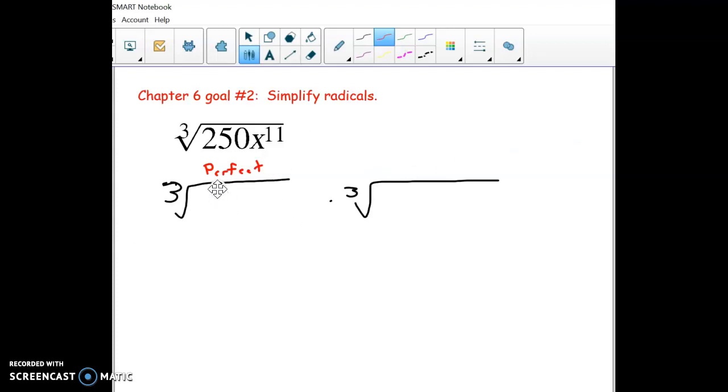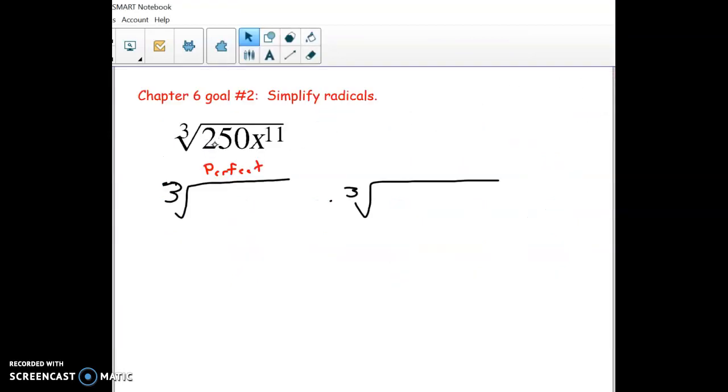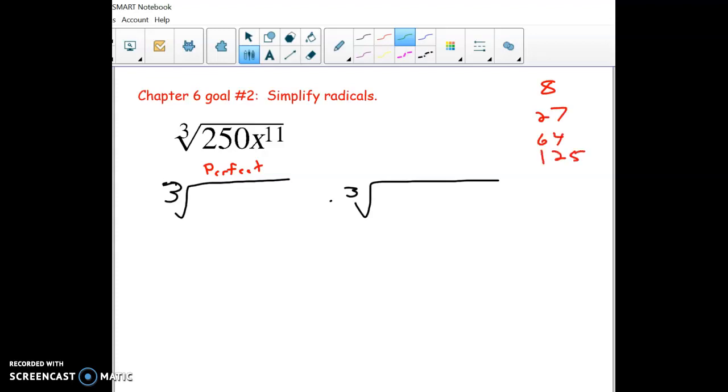Okay, so for 250, you've got to look at your list of perfect cubes. Look for your list of perfect cube numbers. Hopefully you have those in that little chart, but those numbers were 8, 27, 64, 125, 216. Okay, so the one that works here is 125. So we're going to split this 250 into 125 times 2.